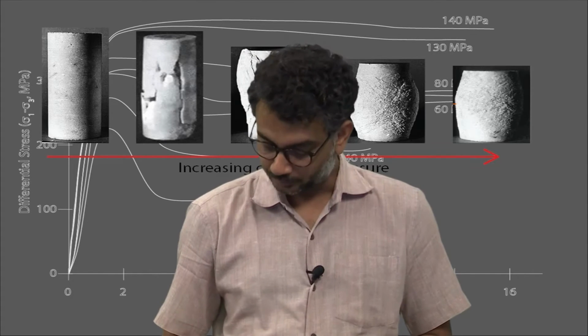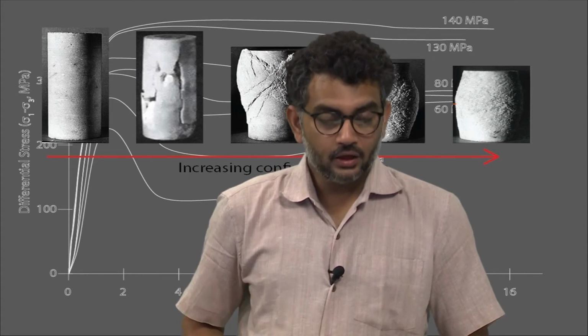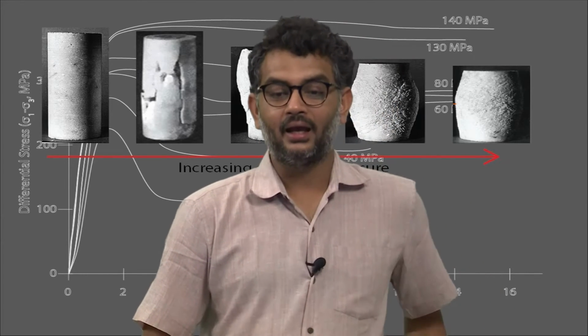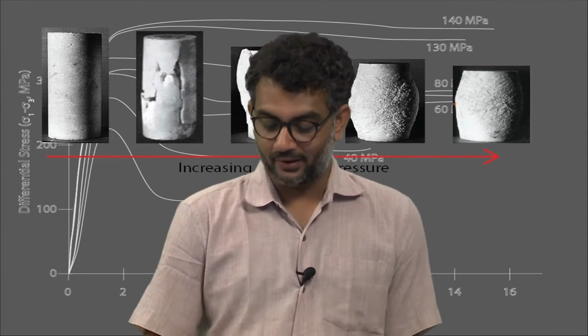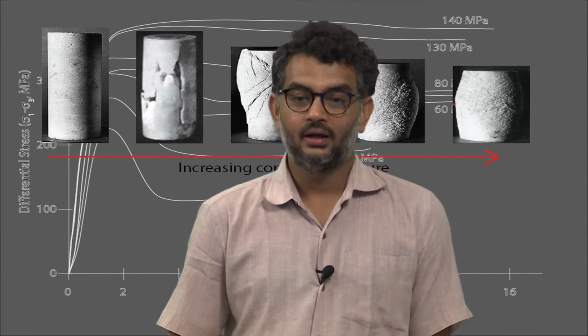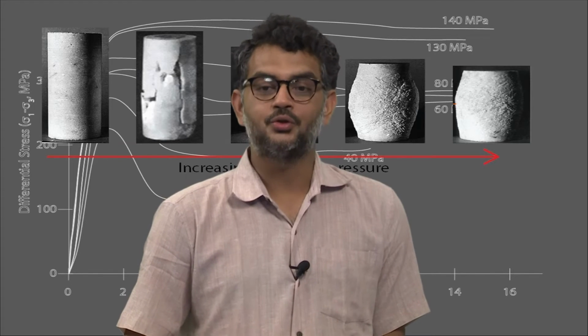Now, if we look at the temperature, and then again it was performed by Griggs in 1960, and the sample he used was basalt.